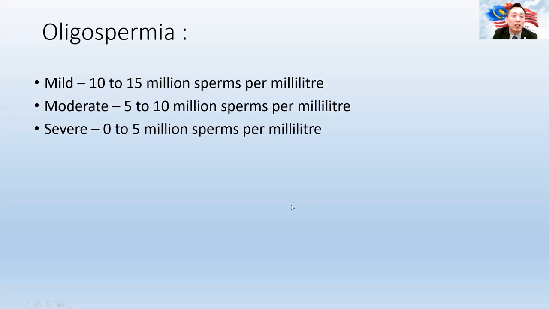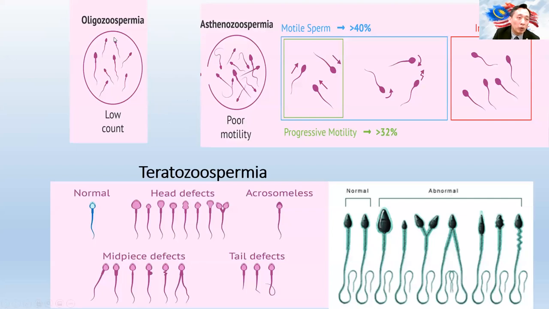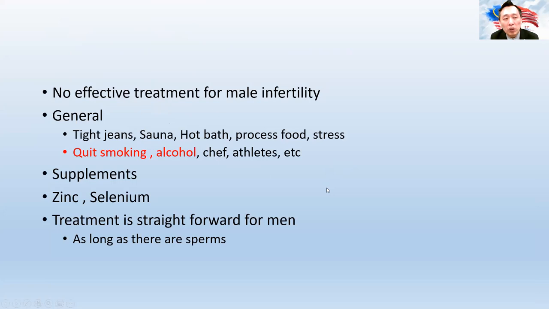Oligospermia means less than 50 million, within 10 to 15 million. Moderate oligospermia, 5 to 10 million. Severe oligospermia means less than 5 million. That means, first of all, you need to calculate the count, whether the sperm is good in motility, and whether the shape and size of the sperm is actually normal. However, there is no effective treatment for male infertility.